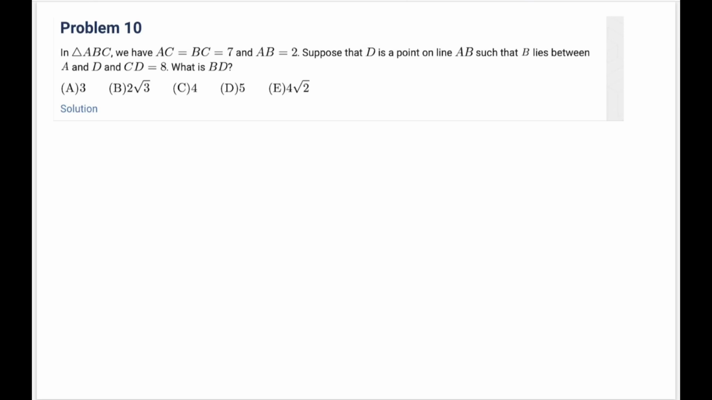Number 10. In triangle ABC we have AC equals BC equals 7 and AB equals 2. Suppose that D is a point on line AB such that B lies between A and D and CD equals 8. What is BD? Okay, so we have triangle ABC, and AC equals BC equals 7, so these two are 7, and AB is 2. Suppose that D is a point on line AB such that B lies between A and D and CD equals 8.